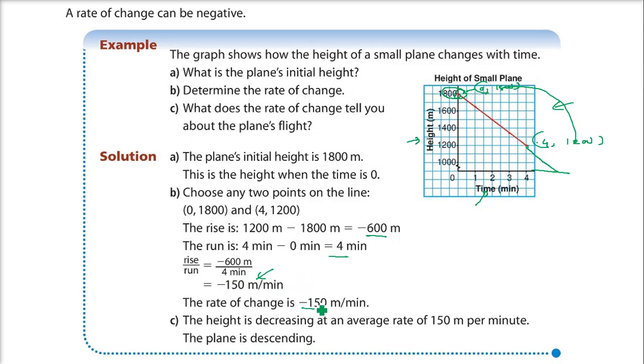This is the rate of change, and it is negative. So the height, if you see, is coming down. The plane is about to land, so the height is decreasing at an average rate of 150 meters per minute. So the plane is descending.